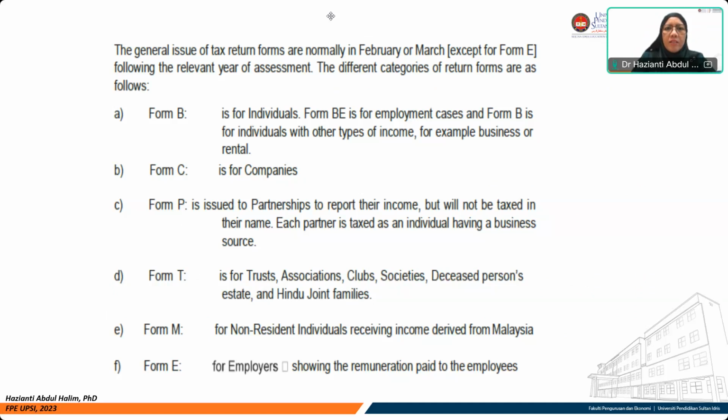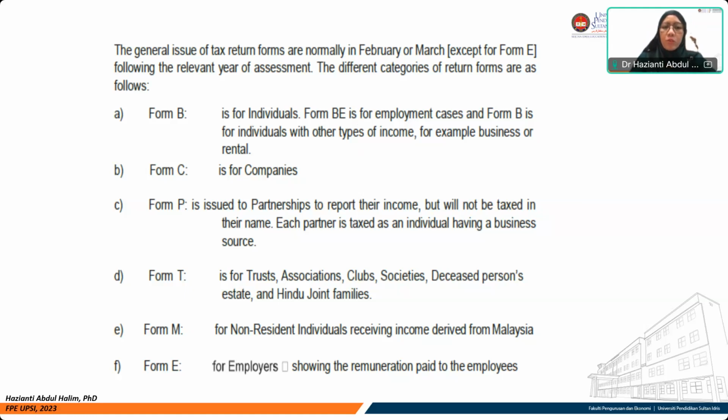All right, so the general issue of tax return forms is normally in February or March, except for Form E. So you can see from here we have different forms. Form B is for individuals. We have BE for only employment income, and for individuals with other types of income, for example, business income or rental income, they have to fill up Form B. Form C is for companies, so it's very easy to differentiate.